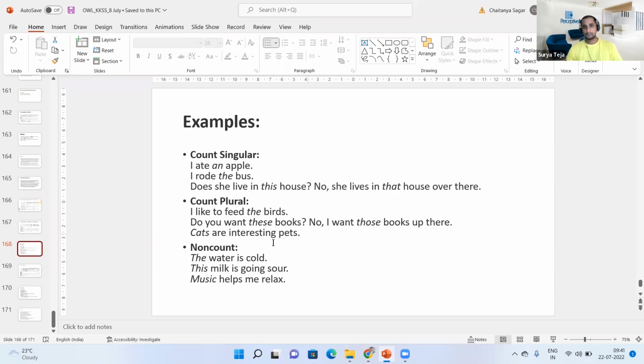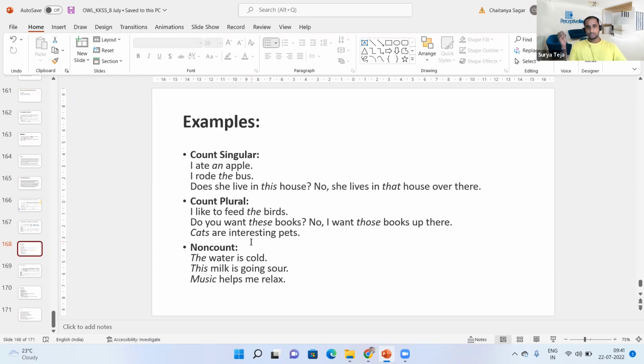Cats are interesting pets. As I said, cats, plural one, can come without the support of an article. So that's why you say cats. We did not say the cats or a cats. Cats are interesting pets. You started it without the support of an article. Non-count. In the case of non-count, we'll see some of the non-count nouns. So the first example is the water is cold.